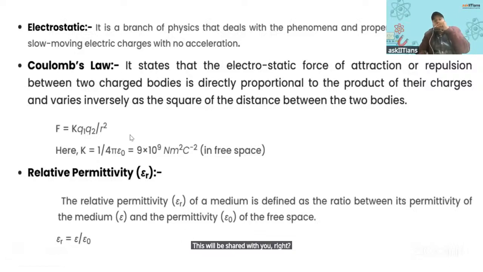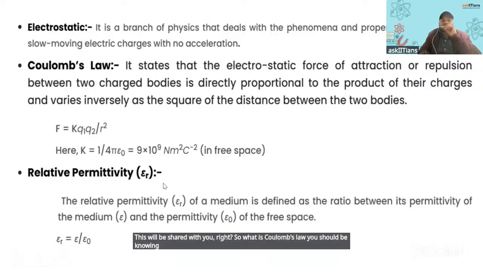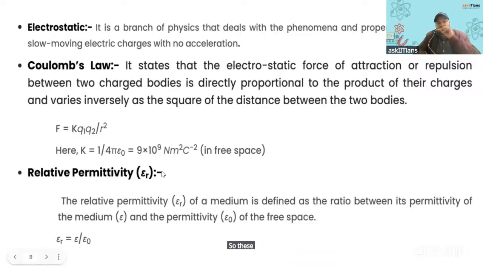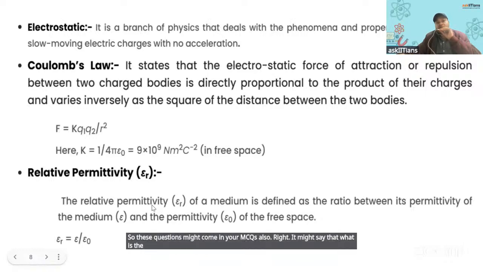So what is Coulomb's law? You should be knowing the relative permittivity part. This relative permittivity I was talking about, it is only the dielectric constant, right? What is epsilon r? So these questions might come in your MCQs also. It might ask what is the associated quantity with the dielectric constant. So it might give you the options: relative permittivity, absolute permittivity, right? You should be knowing the dielectric constant is relative permittivity, right?